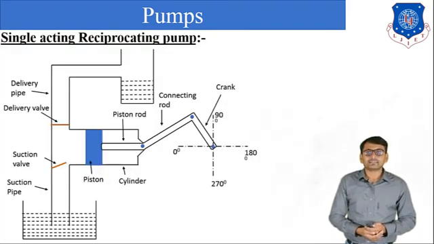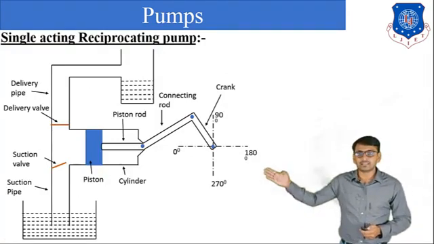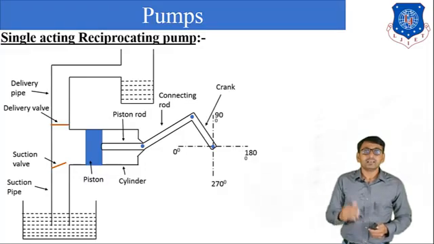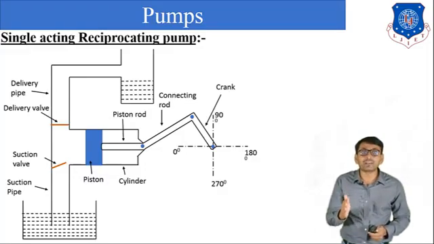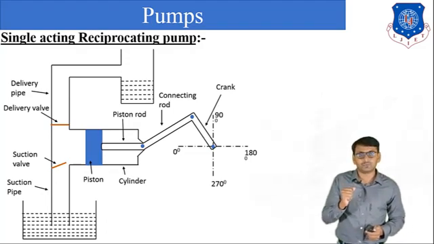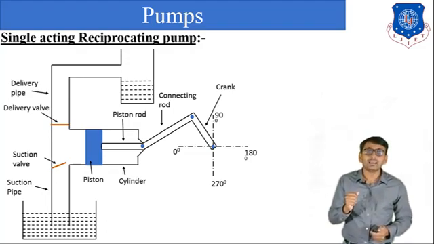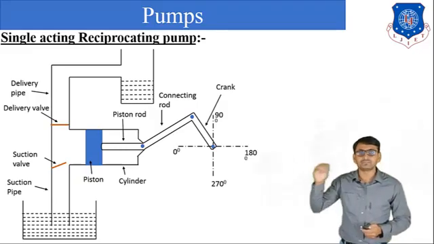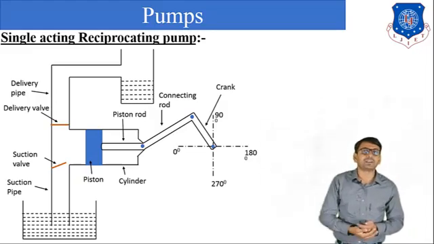Now we discuss single acting reciprocating pump. So this is the diagram of single acting reciprocating pump. This is one type of reciprocating pump. What do you mean by reciprocating pump? In this pump, the piston moves in reciprocating motion. So that is reciprocating pump.